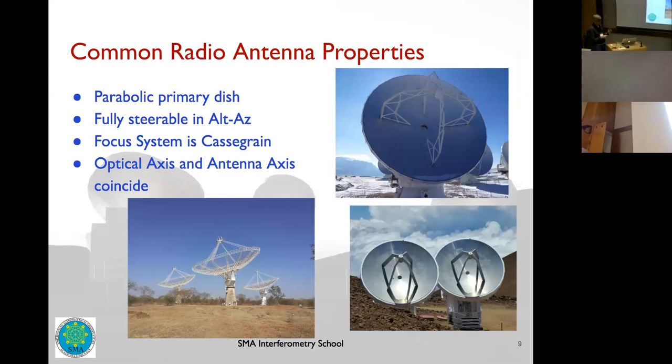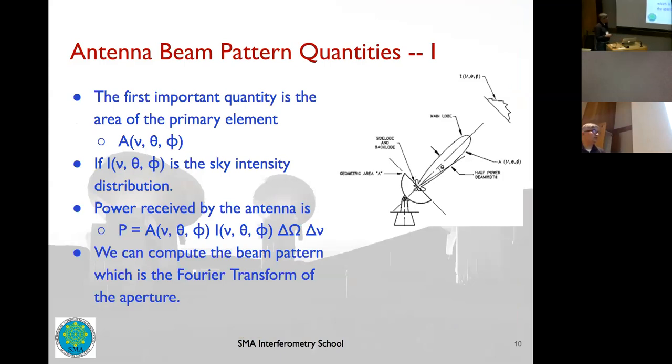Okay, so let's talk a little bit about the antenna beam pattern quantities. We've seen little bits of this, and you have the source, which has already been defined. I'm using slightly different coordinates: nu is the frequency, this is the intensity, and theta and phi are the directions. Chijo already introduced it, it's similar to l and m. This is a cartoon model, and we'll talk a little bit about the beam properties.